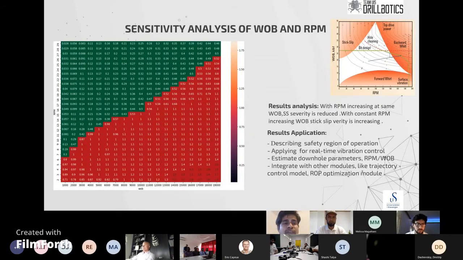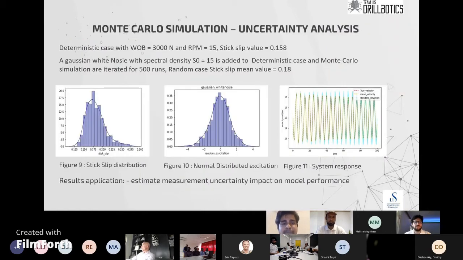In this figure, we can see that we have simulated various weight on bit and RPM combinations, and the green region is the region where the stick slip severity is in stable condition, that is, the value is less than 0.5. Whereas in the red region, we can observe the values ranging from 0.5 to greater than 1, which is either the torsional vibrations in a stick slip phase or in a dynamically unstable condition. So we need to understand this combination of weight on bit and RPM to ensure proper drilling practices.